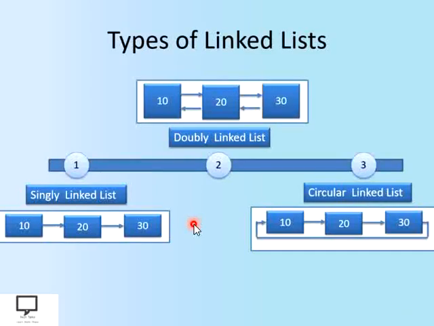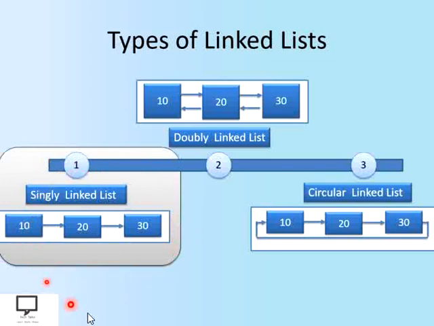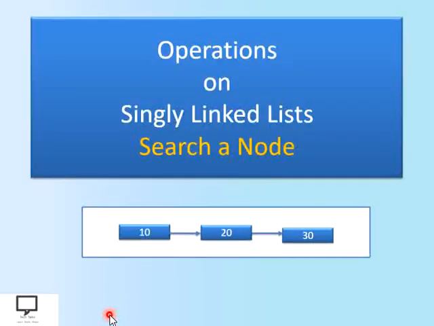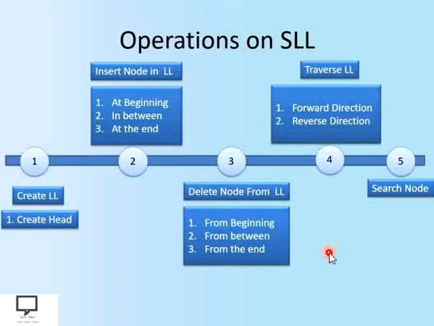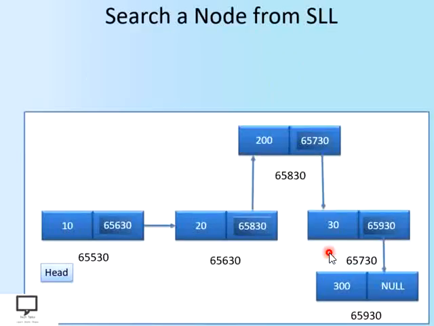First of all, let's see the different types of linked list, which I have already explained in my previous video in the introduction of linked list. In this video session, I am explaining the concepts related to singly linked list. The concept I am going to cover is operations on singly linked list. Which operation? I am going to cover the operation of searching a particular node from a singly linked list. Among these different operations, I am covering the search operation.